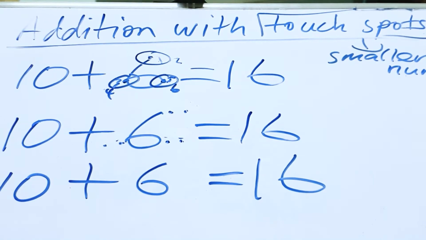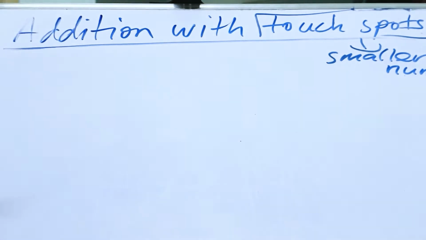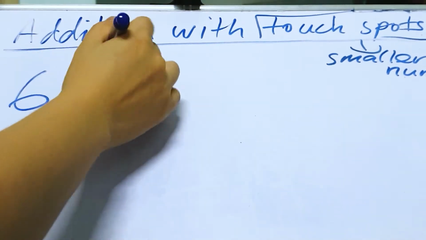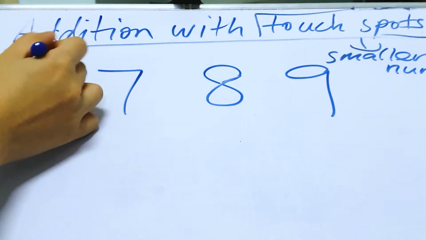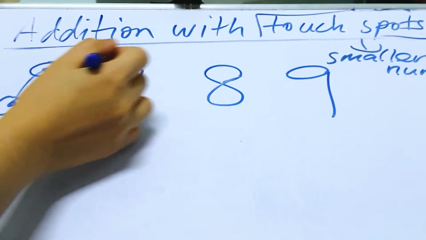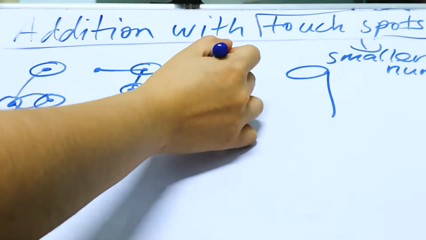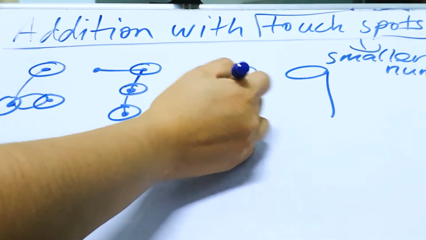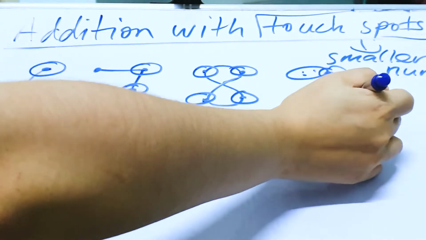Now there's another method for 6, 7, 8, and 9. So you can do like this. This is a very basic one. 1, 2, 3, 4, 5, 6, 7, 8. This is a very basic one. For younger children, you can do like that.